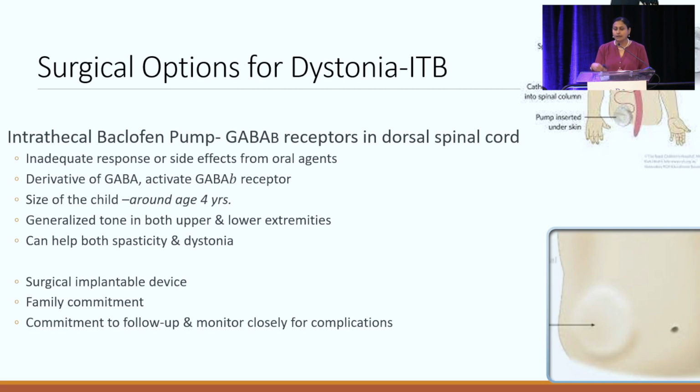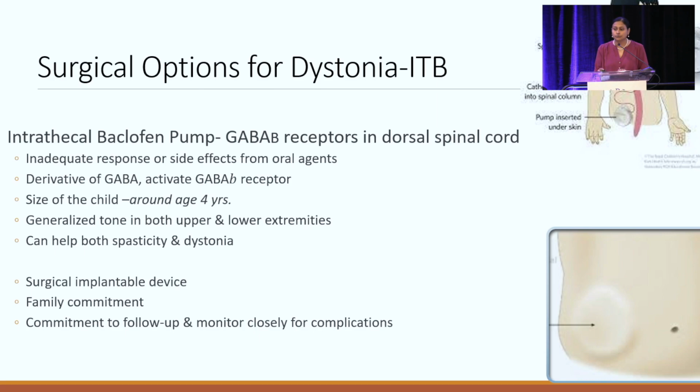Now, some of the challenges with a pump is that it is a device, right? There's benefits to it in that you can deliver the medication directly where you need to, but the disadvantage is that because it is a machine, it can malfunction.